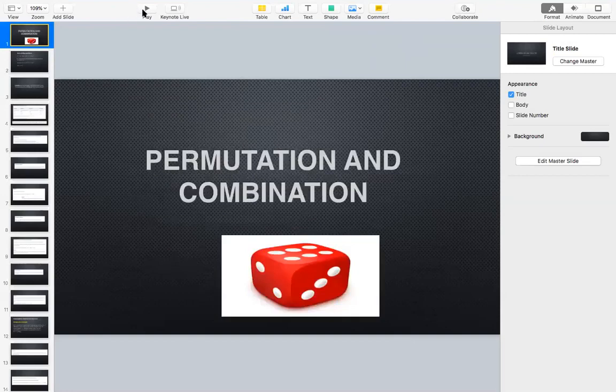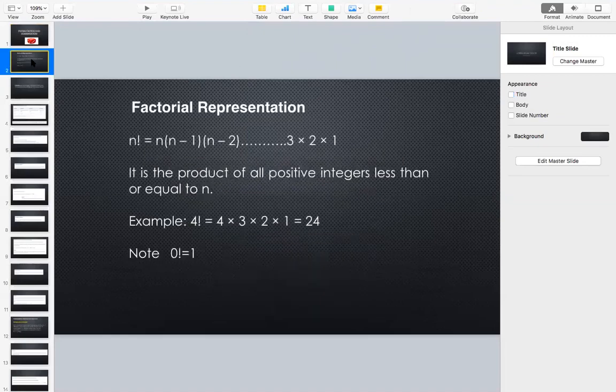So as I was saying, this is a topic which involves only calculating the different number of possibilities as quickly as possible. Okay. And the very first thing which you need to know in this topic is factorials. Okay. Now what are factorials?